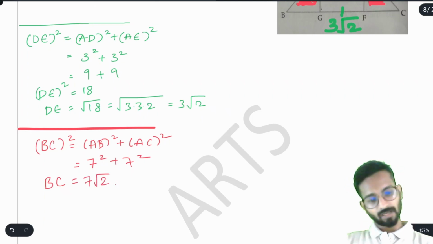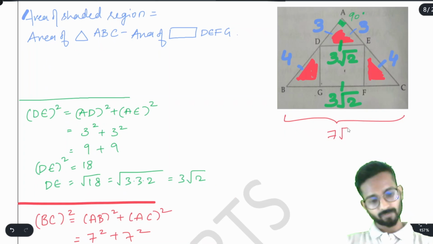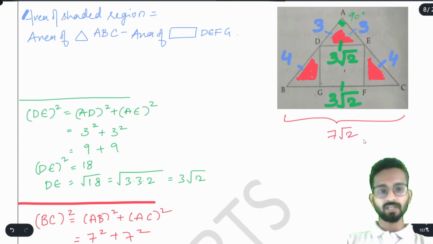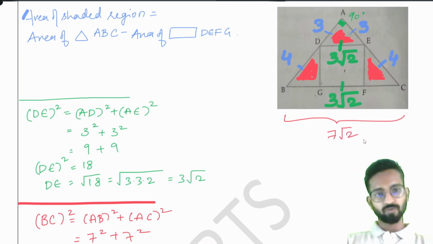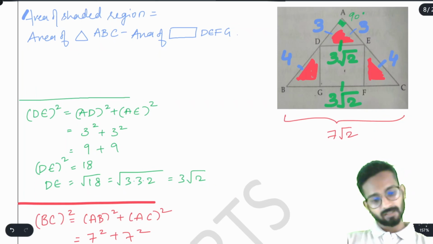Simple enough. Now see, if BC is 7 root 2, it means from here to here it is 7 root 2. We already know GF is 3 root 2. So how much is left? You will say, sir, 7 root 2 minus 3 root 2. It is 4 root 2. Now we must know this, that BG and FC both are equal because here is the rectangle in between them.